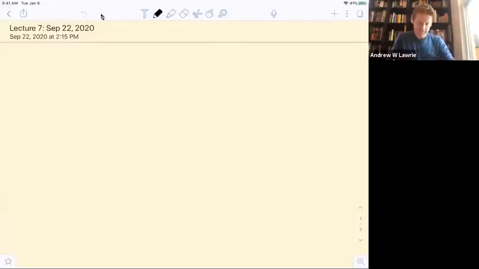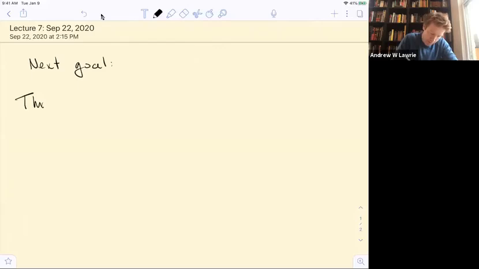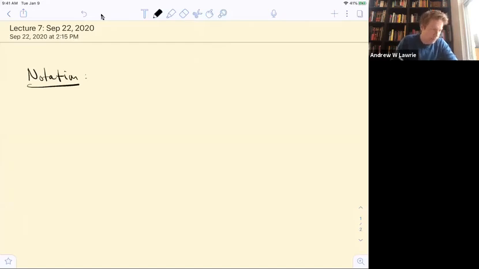All right. So the next goal is to prove the following theorem. Actually, just give me one second. Let me just define some notation that I'll use a bit, but then at some point in class we'll kind of forget about.